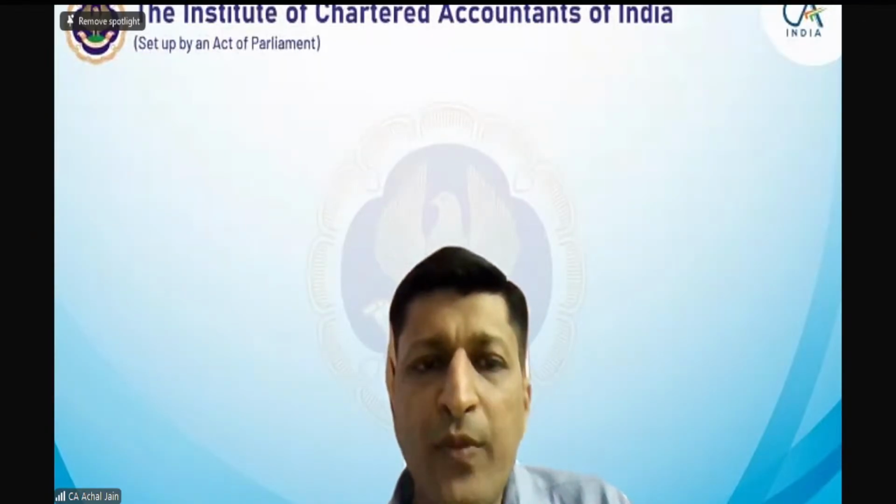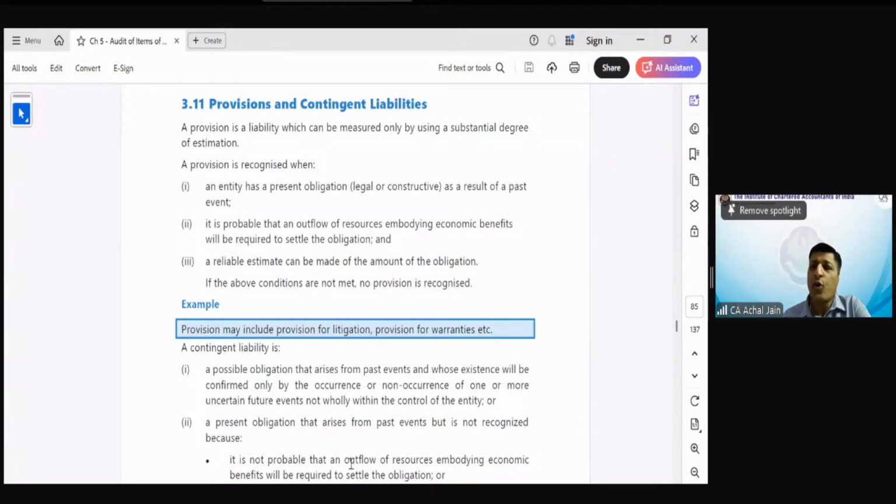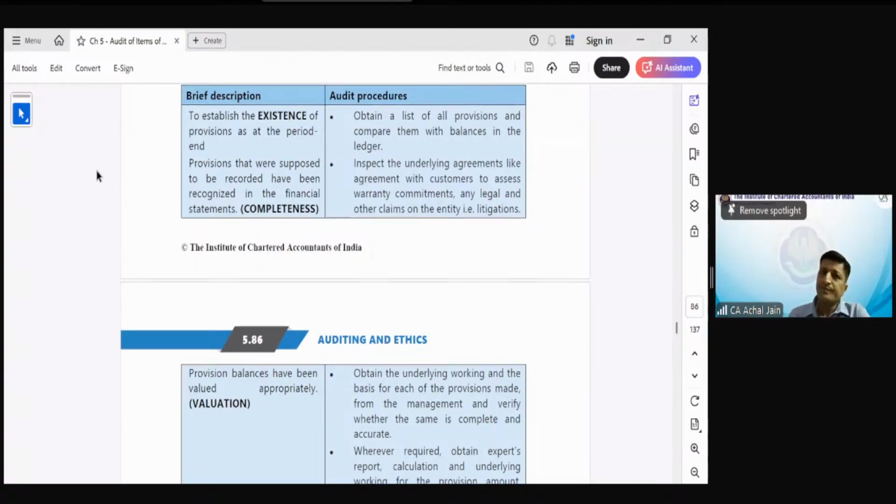All right. So now moving further. Now what we will do is, for both of these items, provisions and contingent liabilities, we will pick up the audit procedures in relation to both of them. So now, if you look at the assertion related to existence, and the assertion related to completeness, what do you do?